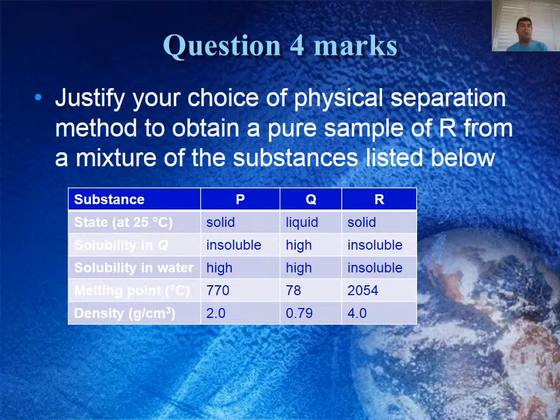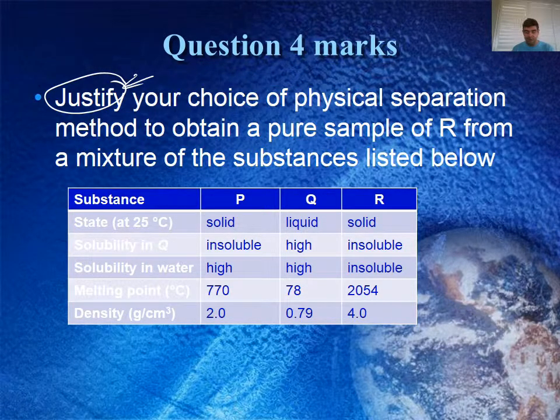So here's a 4-mark question. I'd like you to justify your choice of physical separation method to obtain a pure sample of R from a mixture of the substances listed below. This sort of information is what's often given to you in questions, and in order to do these sorts of questions efficiently, you need to understand the verb. Justify means give reasons for your response. So we need to pick a method and then suggest reasons why we've picked that method.